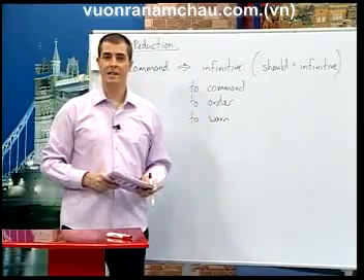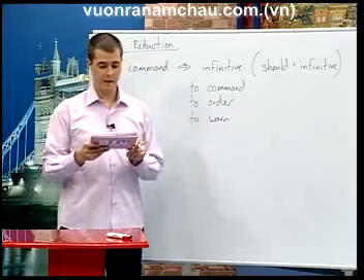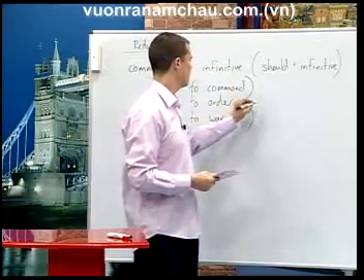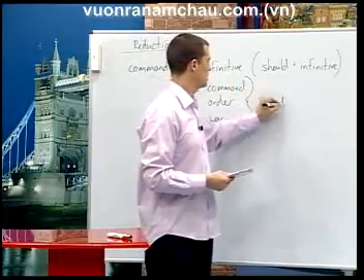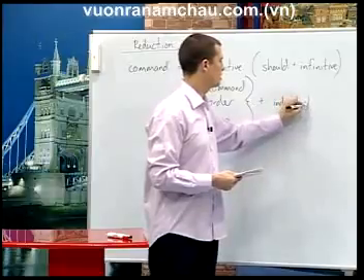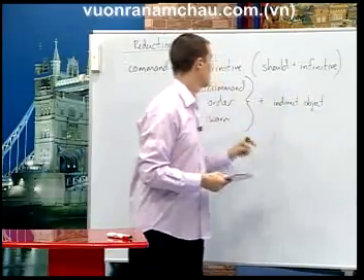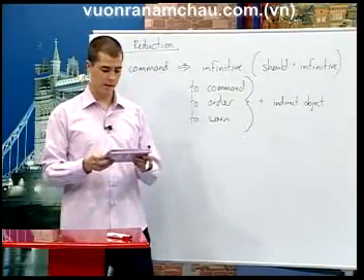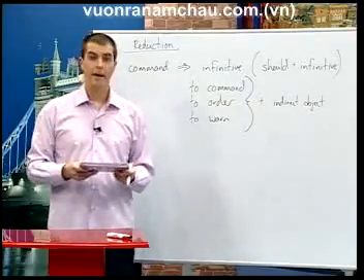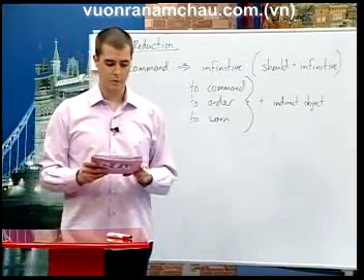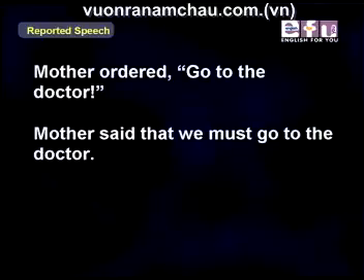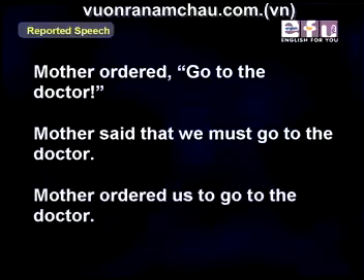These use the same pattern as tell in infinitive phrases. That means an indirect object must be used: to command, to order, to tell, plus an indirect object. For example, to command me, or to command him, or to order her, or to order them. Okay, have a look at these examples. Mother ordered, "Go to the doctor." Mother said that we must go to the doctor. Mother ordered us to go to the doctor.